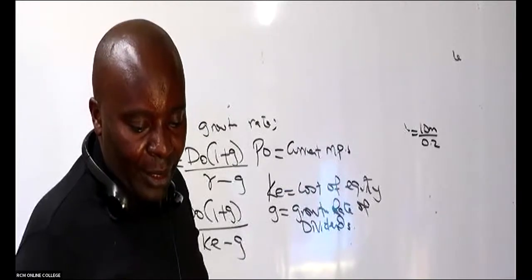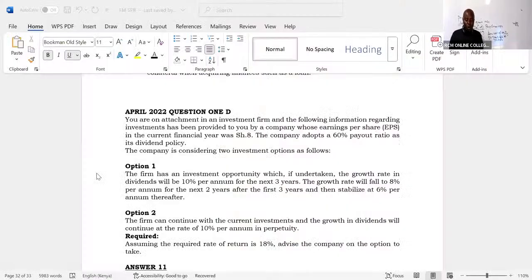Then I would want us, ladies and gentlemen, to look at April 2022, question number 1, DOG. You are on an attachment in an investment firm, and the following information regarding investments has been provided to you by a company whose earnings per share in the current financial year was 8. The EPS was 8. The company adopts a 60% payout ratio as its dividends policy. The company is considering 2 investment options as follows.